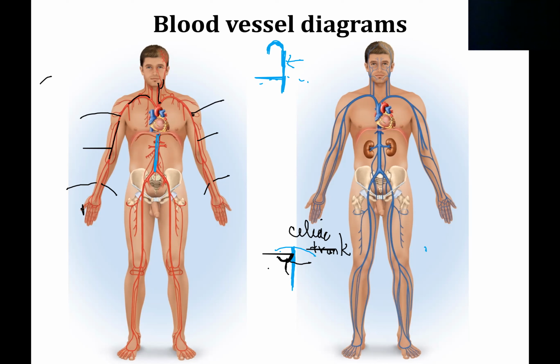The one you have to know for your lab list is this one, and that is the common hepatic artery. Common hepatic artery. It carries blood into the liver. This branch over here is called the splenic artery, and it's going to go to the spleen. The middle one is the gastric artery, and that's going to branch and go to the stomach.